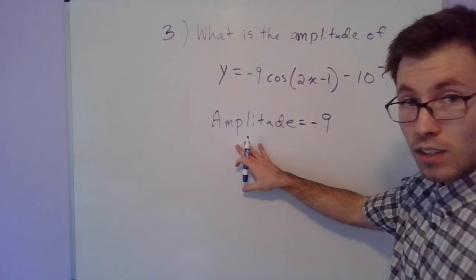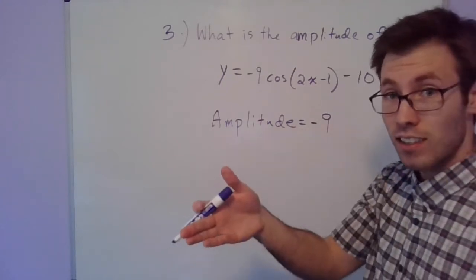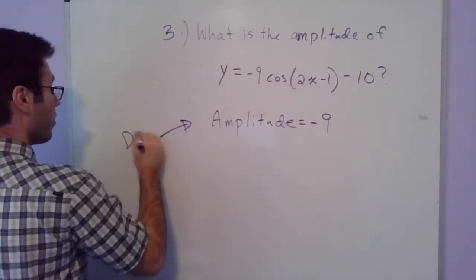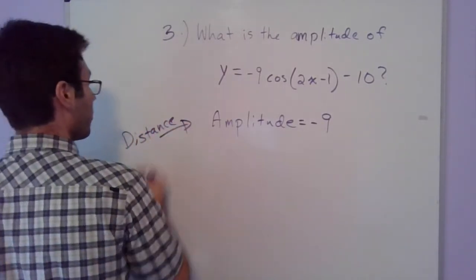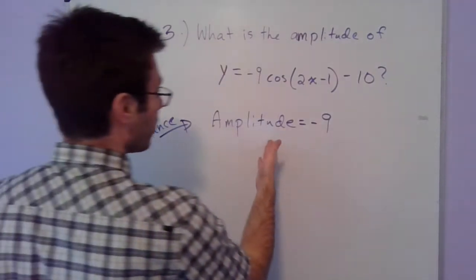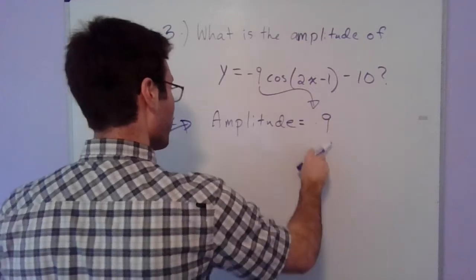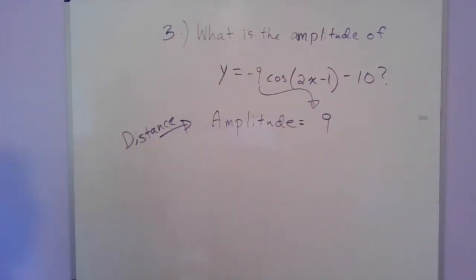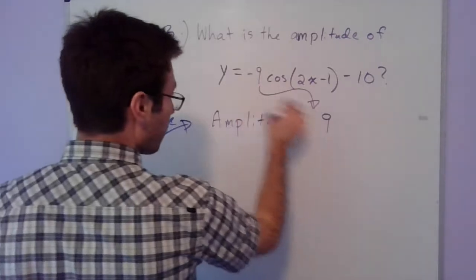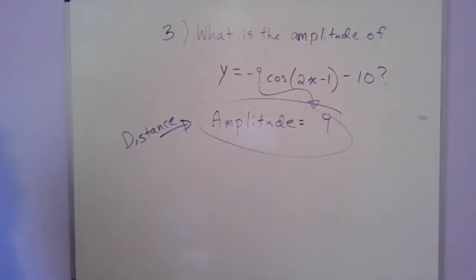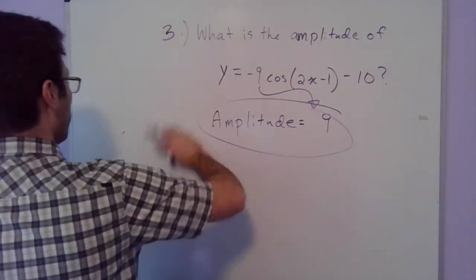The amplitude is a distance. So right here, distance cannot be negative. Amplitude is a measure of distance. So the amplitude here is not -9. It is just 9. You have to get rid of that negative. You're just extracting that positive value. You're taking the absolute value of whatever that number is up front. Be cautious about that. Amplitude is a distance.